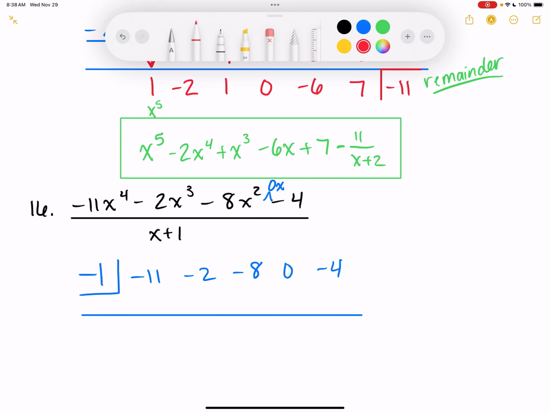So then bring down our negative 11. Times negative 1 would be positive 11, minus 2 is 9, times negative 1 is negative 9, minus 8, that would be a negative 17, times negative 1, that would be a positive 17, plus 0, so it's just 17, times negative 1 is negative 17, and then minus 4 would be negative 21. So that's my remainder.